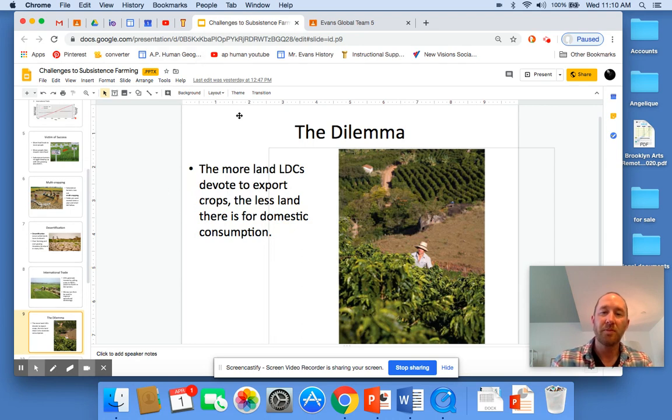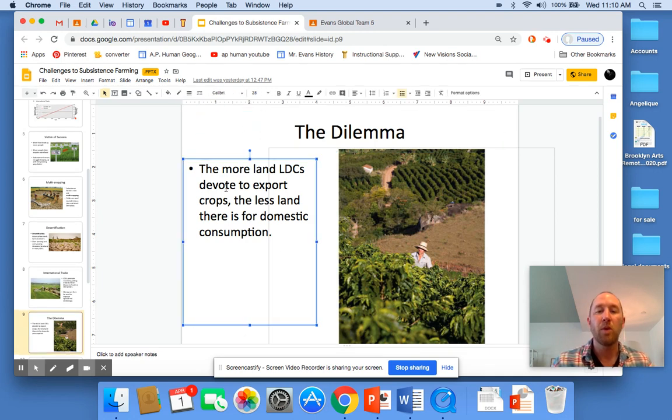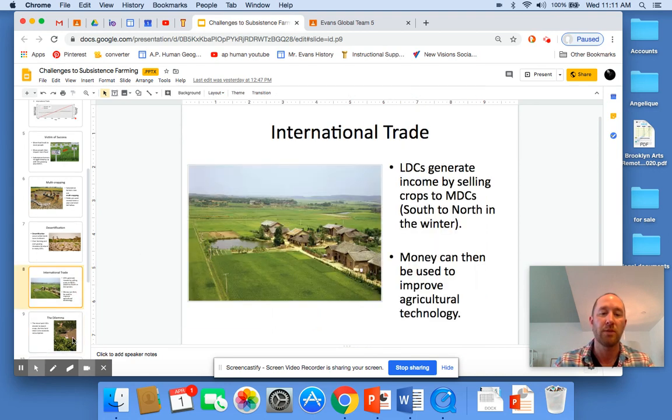But there is a downside to it. If you're an LDC and you want to make money by selling food to MDCs, that's great, fine, cool. But the more land you devote to that, the less land you have to grow food for your own people. So this is a tea plantation in Sri Lanka. These are huge plantations. It's cool because they get to sell that and make some money, but at the same time, this land then is not being used to grow the fruits and vegetables to keep their own people happy. So it's what's called a zero-sum game. The more you use for one thing, the less of it you have for another. So the more you use for export, the less you have for your own internal consumption.